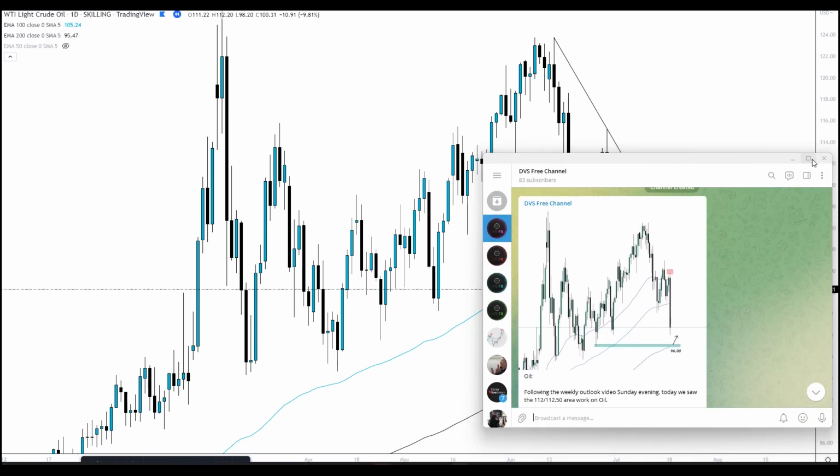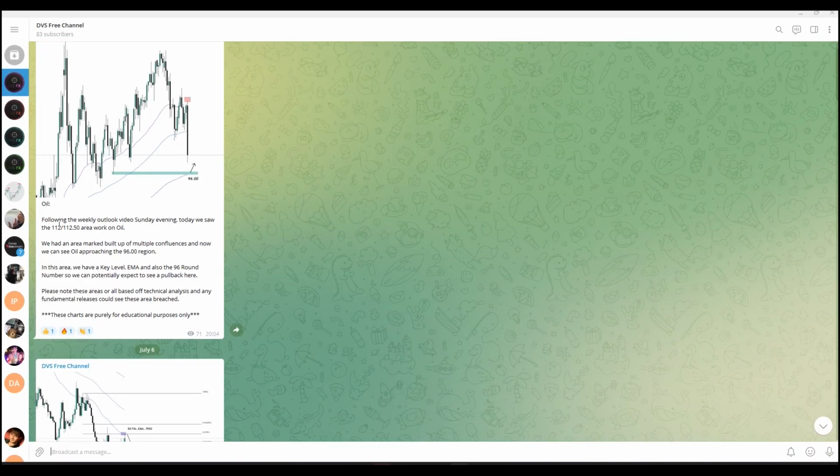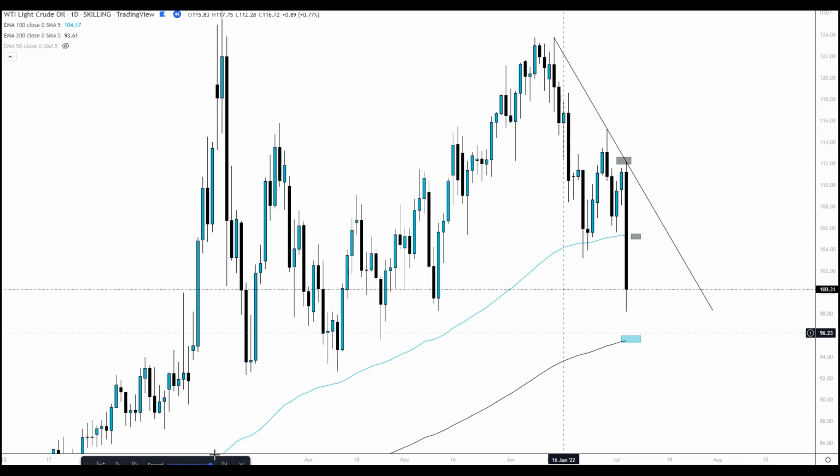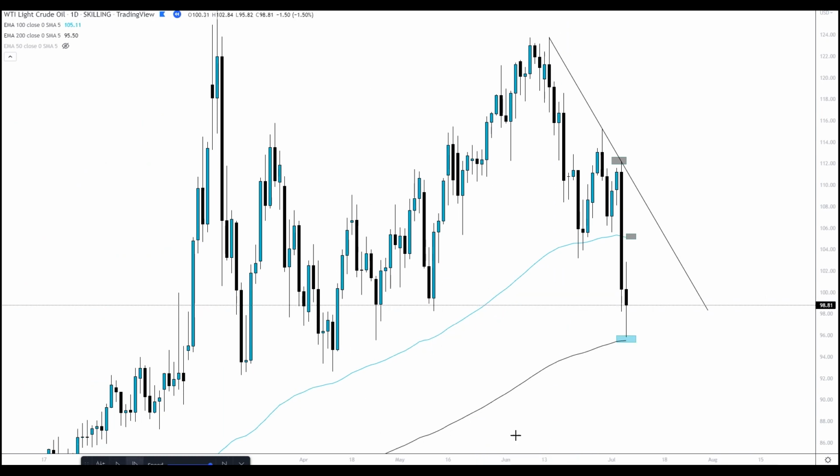As you can see, if I go back to the group, we said, following the week outlook Sunday evening, today we saw that the 112 area did work, which was here. We had the area marked up, and then we were looking at approaching the 96 region. So we said in the area we've got a key level, an EMA, and also the 96 round number. What happened off the back of that, price came down into the area, tapped this area of interest, and then obviously we had another move up.